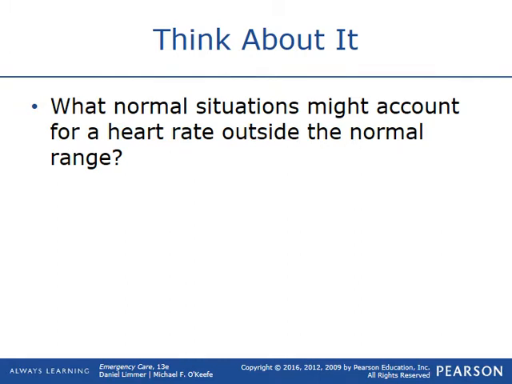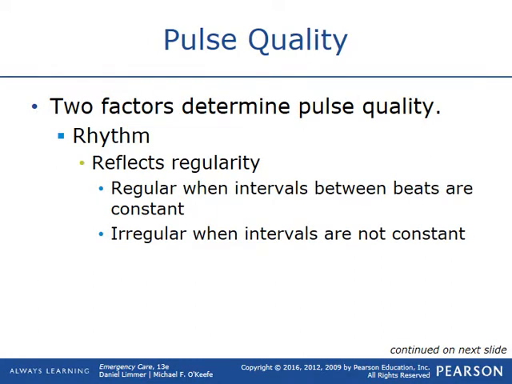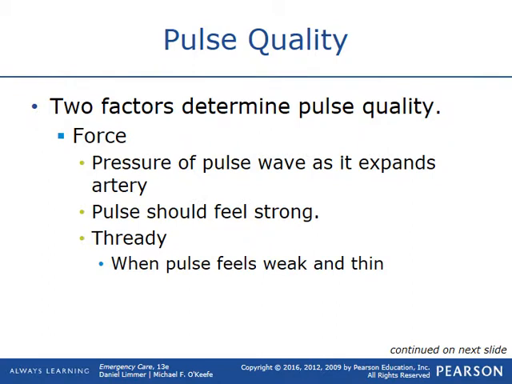So what normal situations might account for a heart rate outside of the normal range? Pulse quality. There are a couple of different factors that we use to determine pulse quality. We want to know about the rhythm. This reflects its regularity. It's regular when intervals between beats are consistent, and irregular when intervals are not consistent. Force is the pressure of the pulse wave as it expands in the artery. A pulse should feel strong. Thready is when a pulse feels weak and thin.